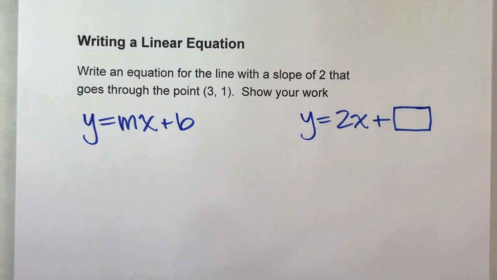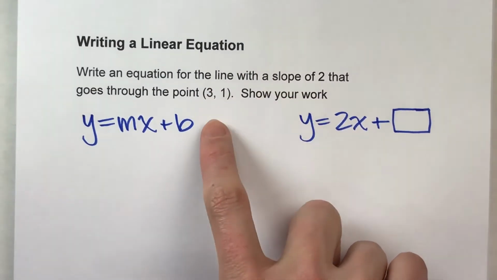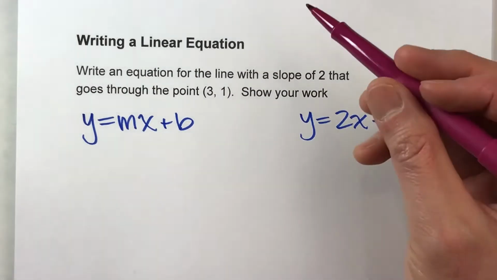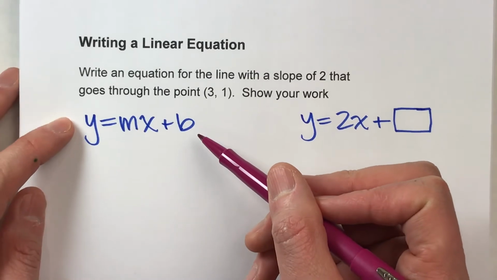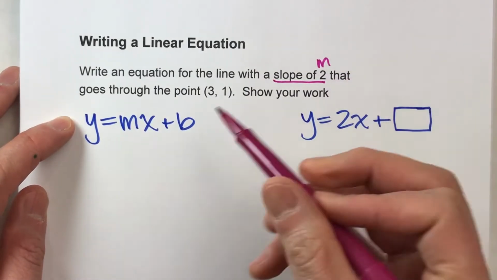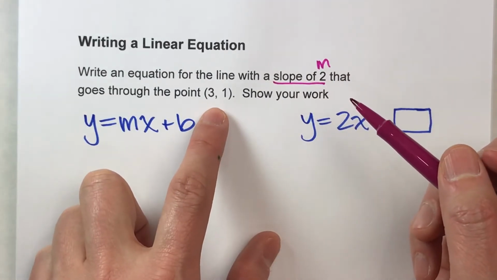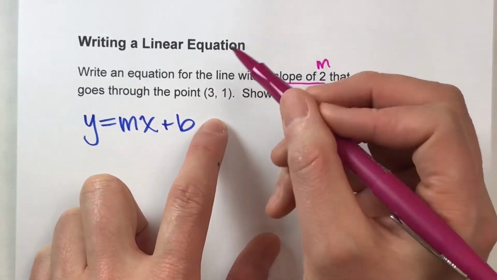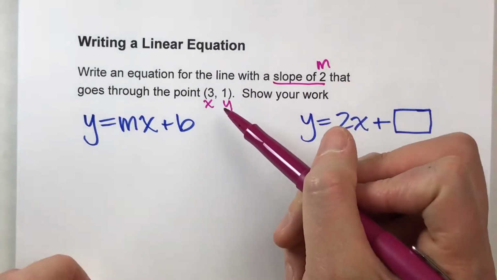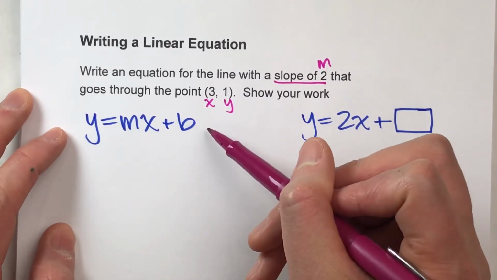To figure that out, we are going to use the information they gave us and set up an algebra equation to figure out that y-intercept. And here's how we're going to do that. We're going to use y = mx + b. We know the slope of 2 is our m, so that's going to go there. And we know the line goes through this point (3, 1). In this point, 3 is my x-coordinate and 1 is my y-coordinate. We're going to use those two values for x and y and put them into this equation over here.